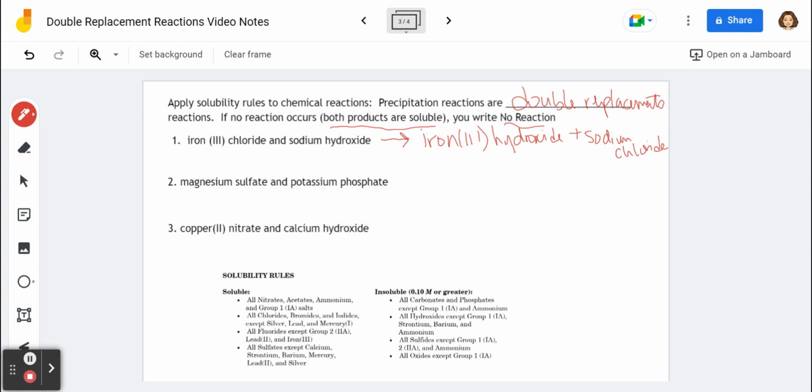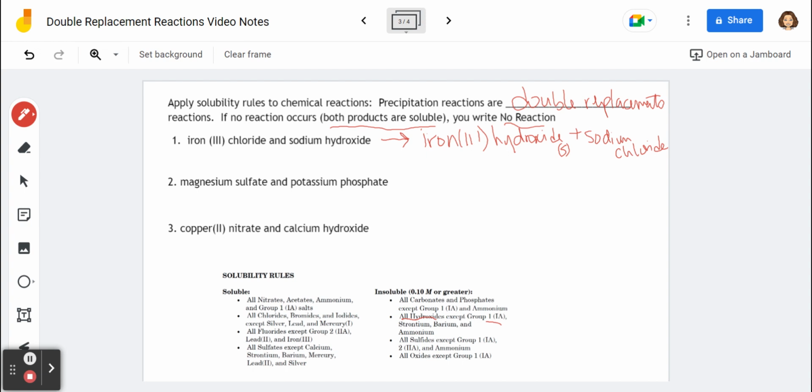So we look at our rules. We find a rule for hydroxides. All hydroxides are insoluble except for group 1, strontium, barium, ammonium. Iron is not in group 1, so that means this will be insoluble and will be our solid precipitate. So that means this reaction does work, and therefore we do need to write it out. So let's do our balanced equation.